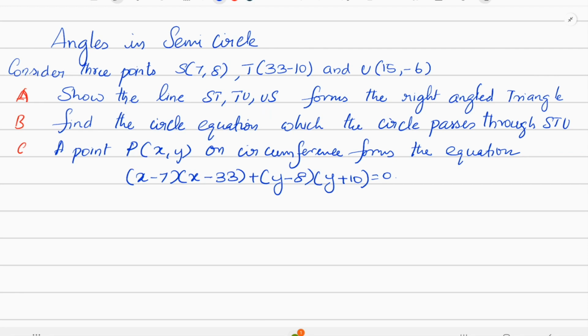Here we have 3 tasks. A. Show that the lines ST, TU and US form a right angle triangle. B. Find the equation of the circle which passes through S, T, U. C. A point P(x, y) on the circumference satisfies the equation (x - 7)(x - 33) + (y - 8)(y + 10) = 0.